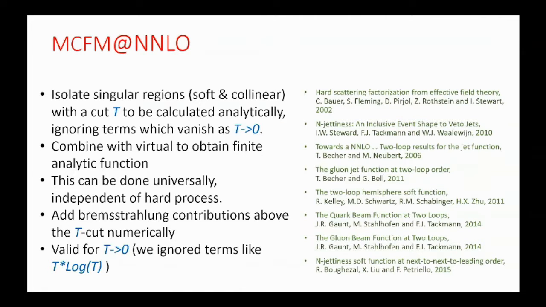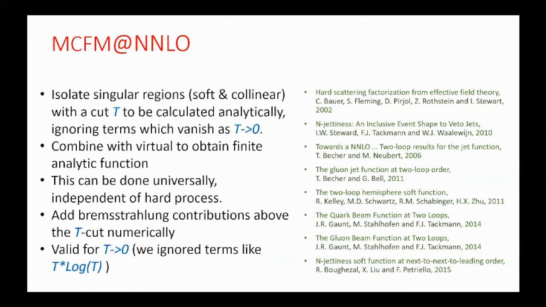What you actually do is you isolate a single region, which is soft radiation and collinear radiation, with a cut, and then below the cut you calculate the contribution analytically, ignoring terms which vanish as the cut parameter goes to 0. So this calculation is valid in the limit that you choose this cut parameter small. Then you combine that with virtual and you obtain a finite analytic function, which has a logarithmic dependence on this tau cut. And then above the cut you add in the hard phase space numerically, and then the cut dependence will cancel and you get a finite answer. And this is valid for very small tau cuts.